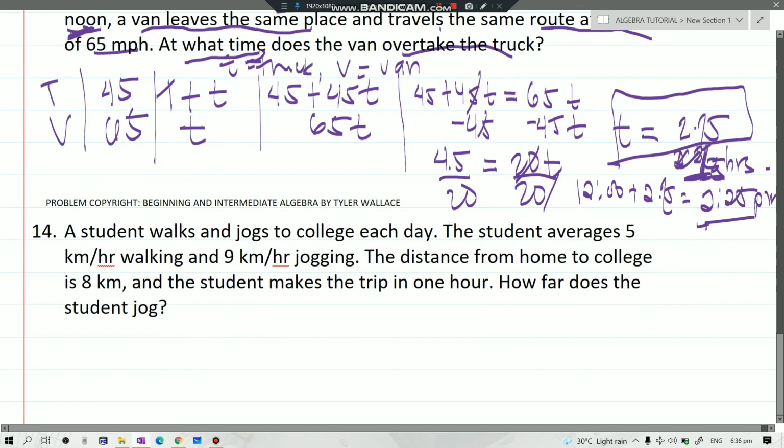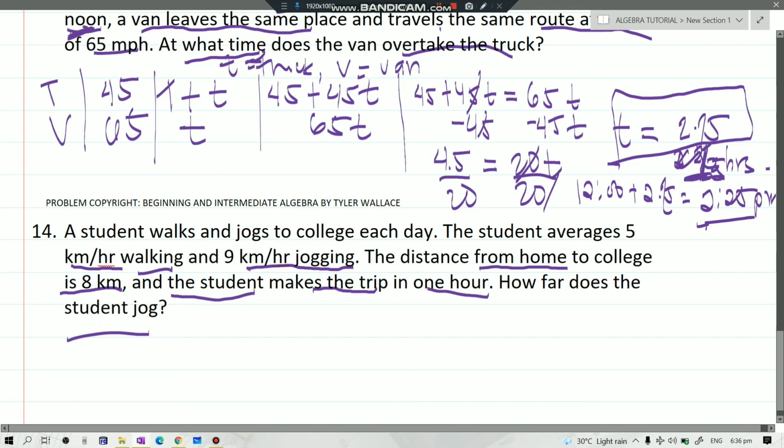Then, problem 14. A student walks and jogs to college each day. The student averages 5 km per hour walking and 9 km per hour jogging. The distance from home to college is 8 km. And the student makes the trip in 1 hour. How far does the student jog?